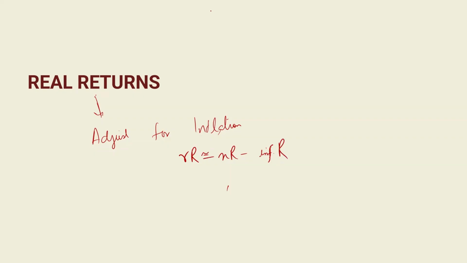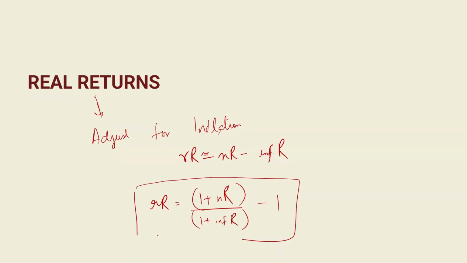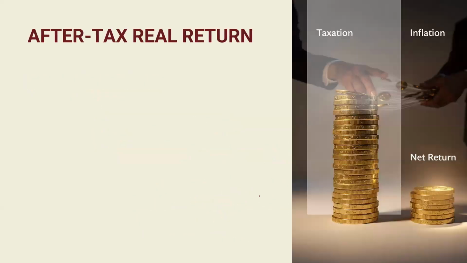What is the actual formula for adjustment? The actual one is based on the interlinkages that we did via compounding. The real return will be equal to 1 plus the nominal return, divided by 1 plus the inflation rate, minus 1. Because that was the formula: 1 plus real return multiplied by 1 plus inflation rate equals 1 plus nominal return. I've just adjusted the formula to give you the real return. Next, you have after tax real return.